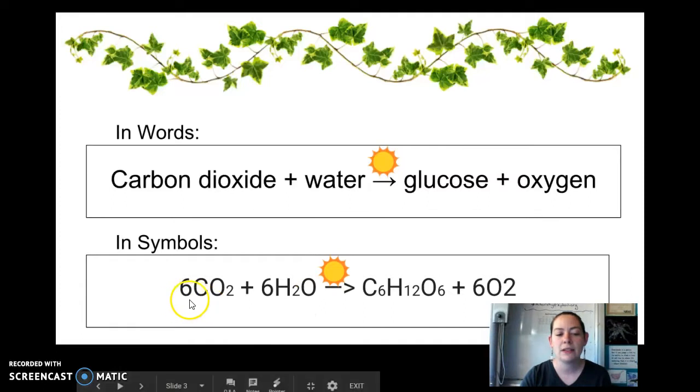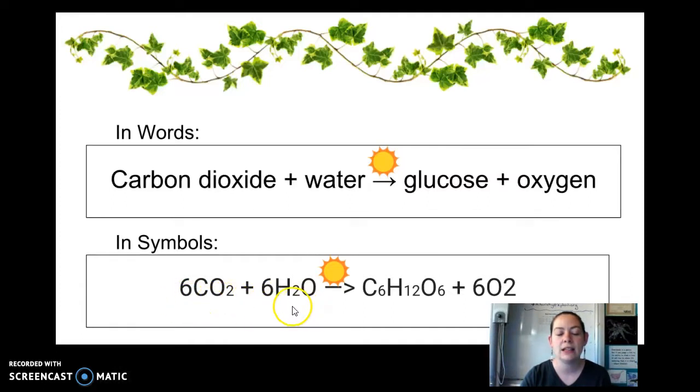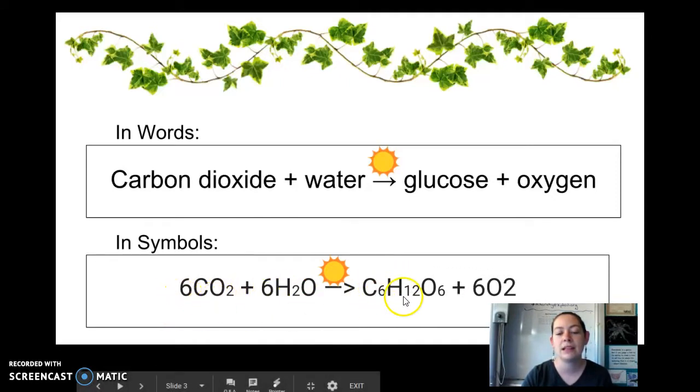Now the reason we have to have 6 of these and 6 of these is because glucose is a big molecule and it has 6 carbon atoms, 12 hydrogen atoms, and 6 oxygen atoms. So this is all in one molecule. So since we need all of these things, that's why we have to have 6 waters and 6 carbon dioxides to get everything we need to build this.